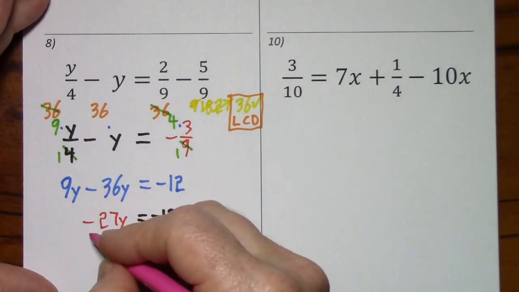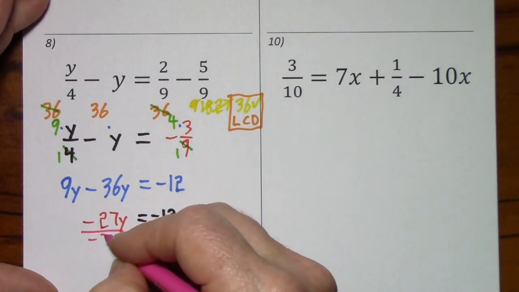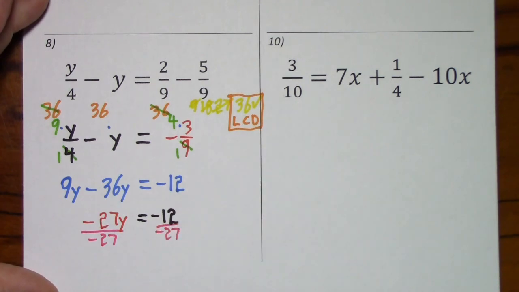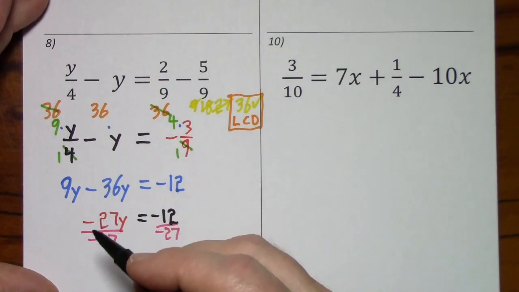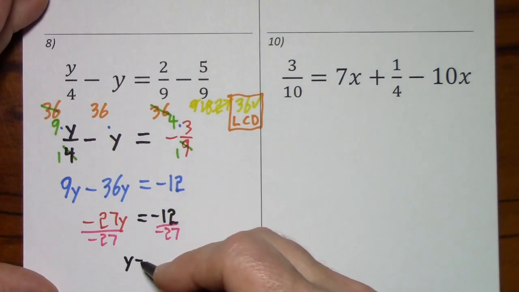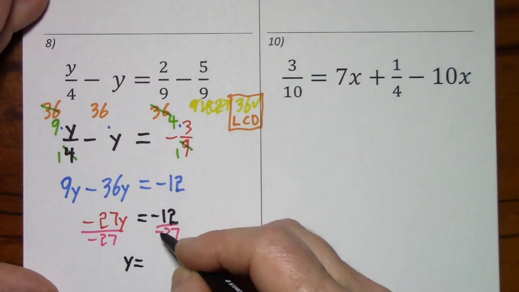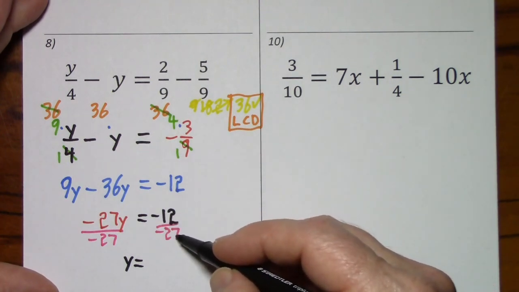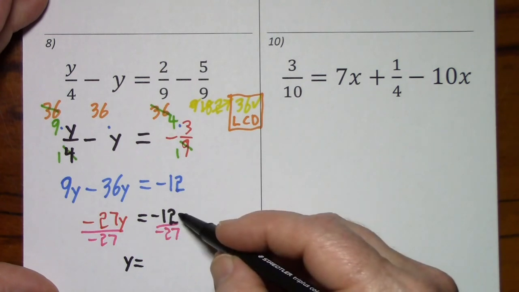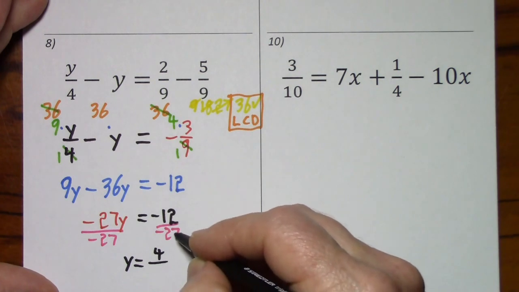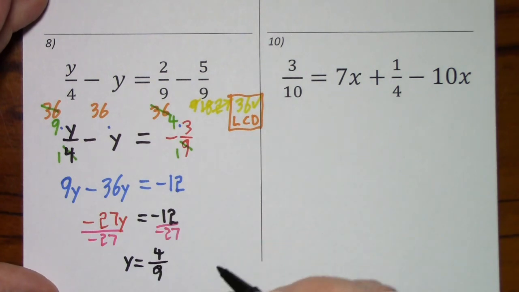To get rid of that negative 27, we divide by negative 27. Divide by negative 27. Negative 27 divided by negative 27 is 1, so 1y. This will be negative divided by negative will be positive, and there's a common factor of 3. So divide by 3 leaves us with 4. Divide by 3 leaves us with 9. So the y is equal to 4/9.